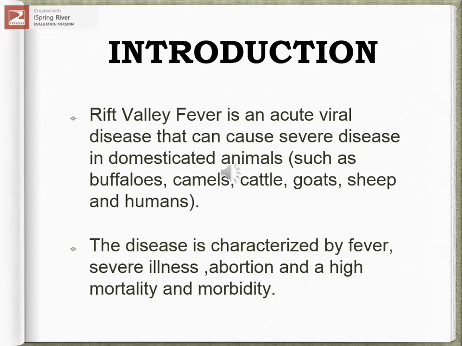Introduction. Rift Valley fever is an acute viral disease that can cause severe disease in domesticated animals, such as buffaloes, camels, cattle, goats, and sheep, and also in humans. The disease is characterized by fever, severe illness, abortion, and a high mortality and morbidity rate.